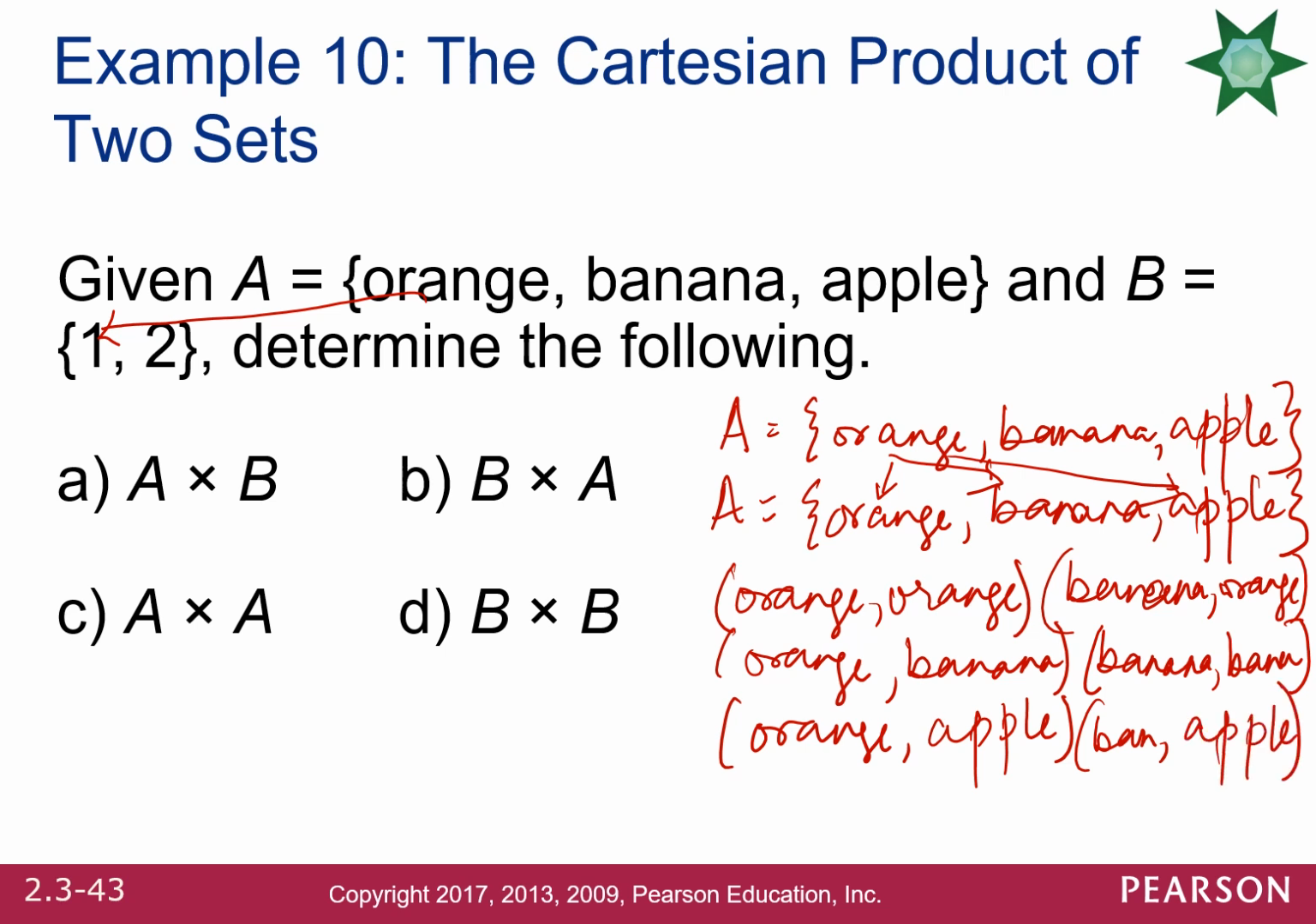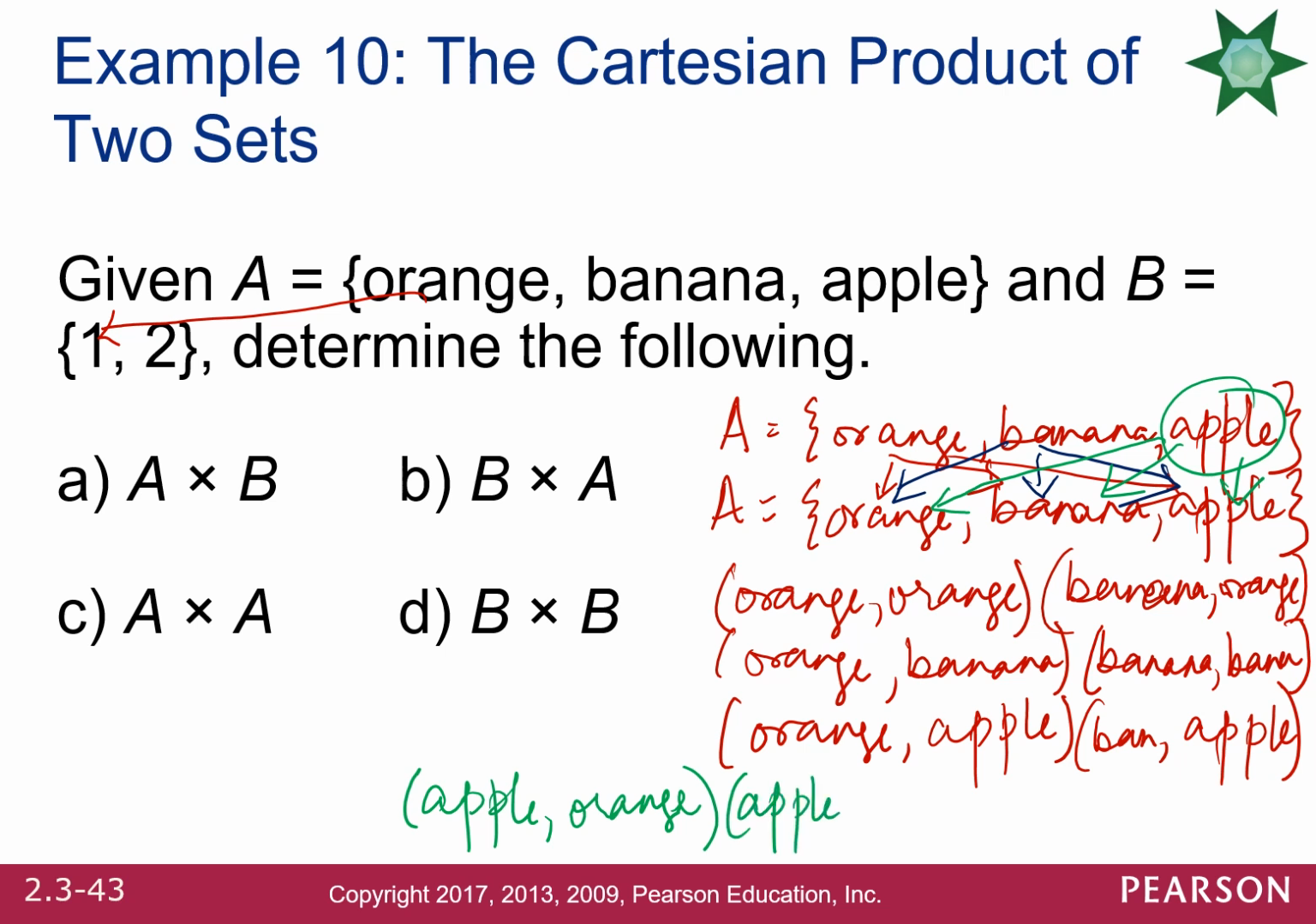All right, and then finally, so what we just did was banana, orange, banana, banana, and banana, apple. And then finally, we'll have to work with apple. So apple, orange, apple, banana, apple, apple. So we'll end up with apple, orange, apple, banana, and apple, apple.